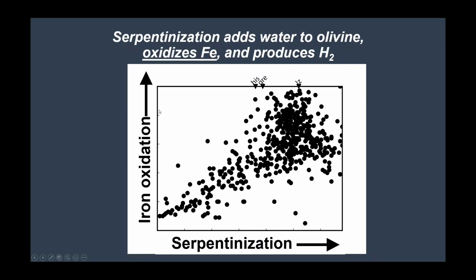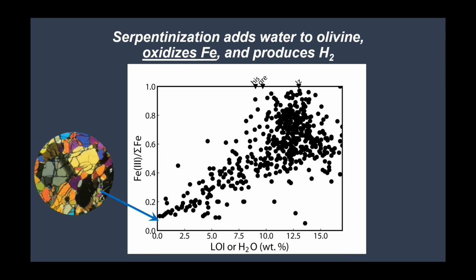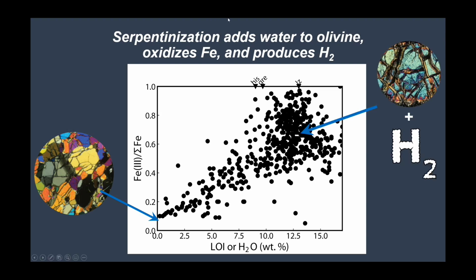So I'm going to show a series of plots here that all have those same axes as we go. Again, we start here with this nominally anhydrous rock, and we produce serpentine minerals here, magnetite. And since all of the iron began as Fe2+ and has become oxidized, we generate hydrogen during that process.